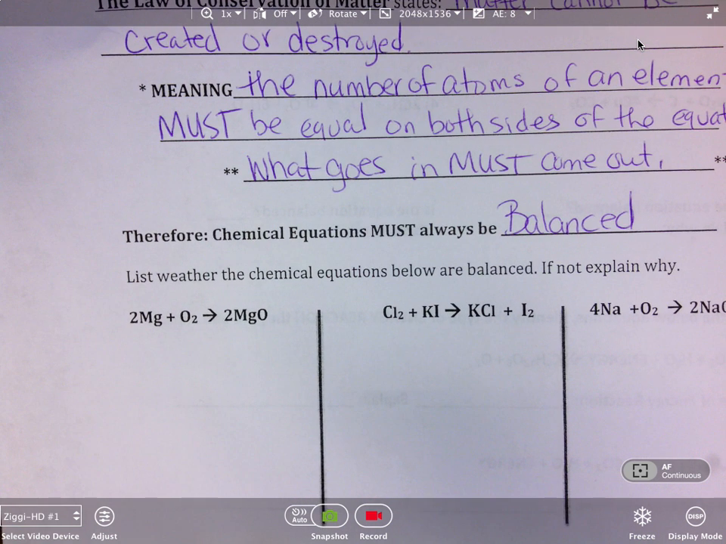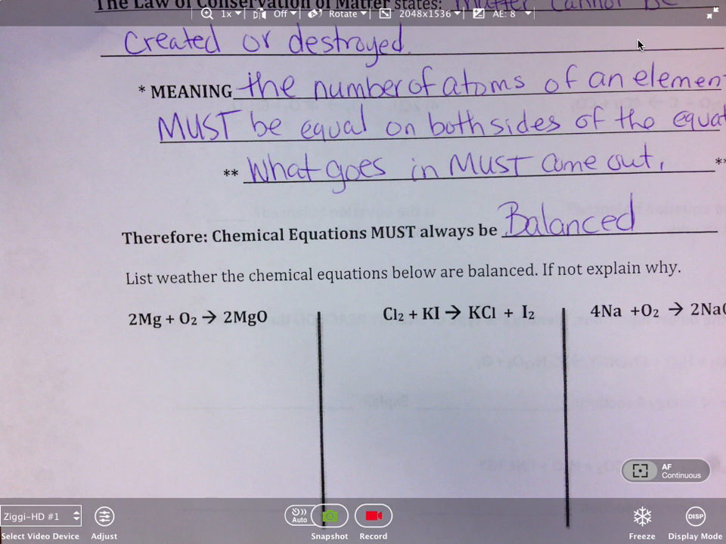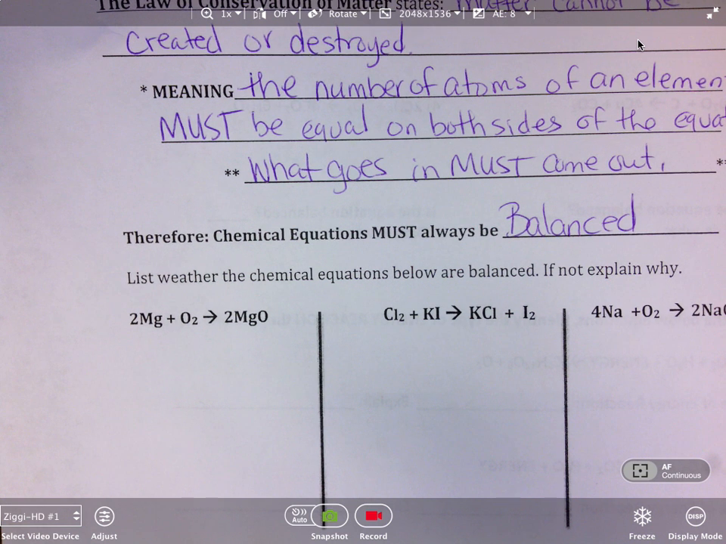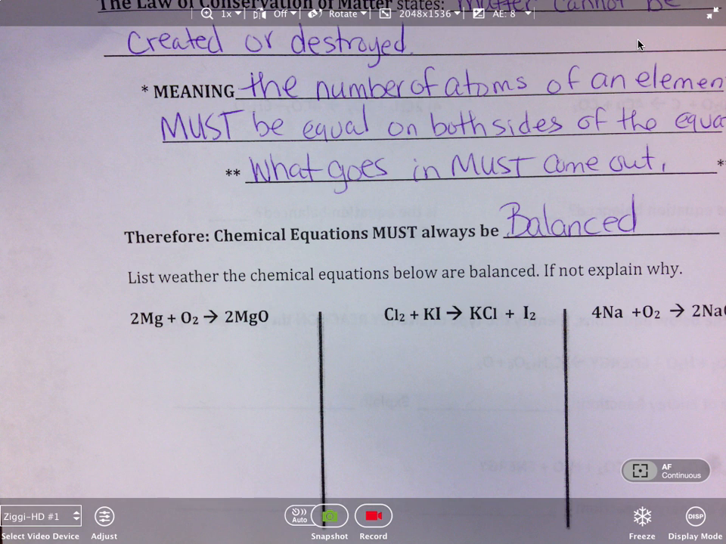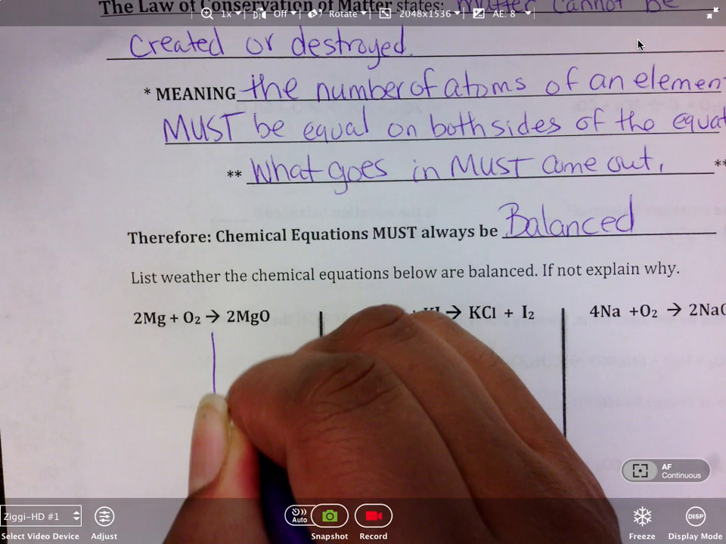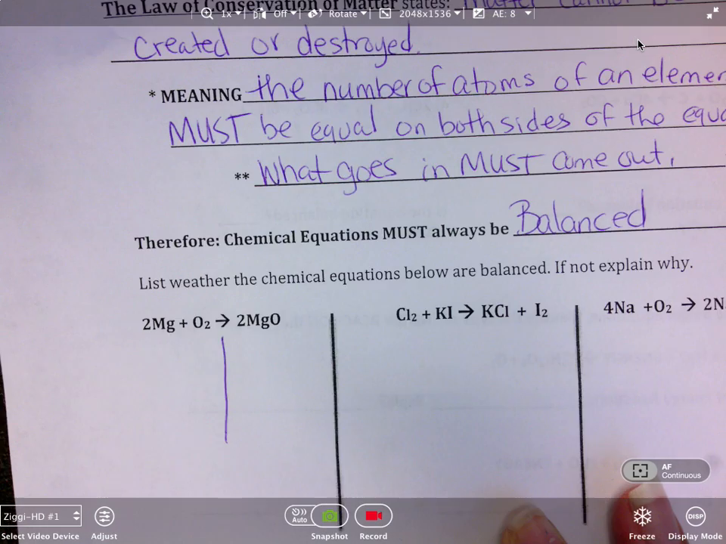The first thing we want to do is count our atoms. When we count our atoms, we need to separate our reactants from our products by drawing a line. Where will we draw the line, under the plus sign or the arrow? The arrow. So let's draw an arrow there. And we need to list our elements.